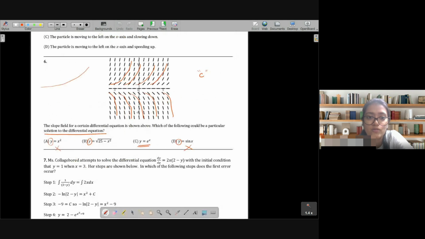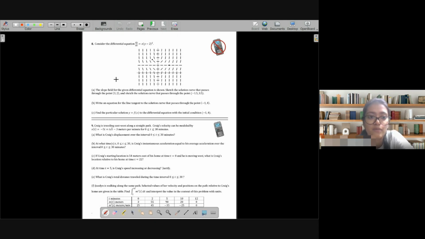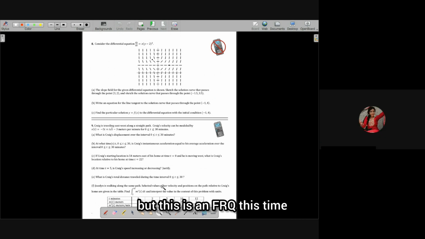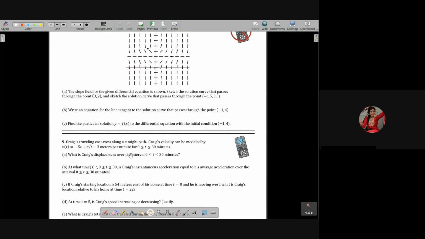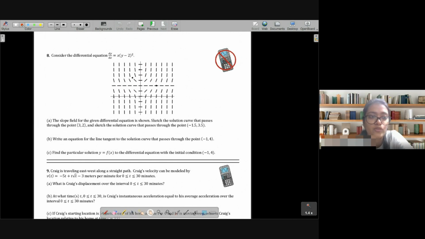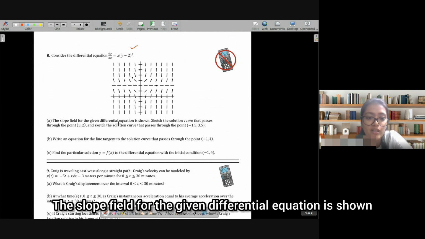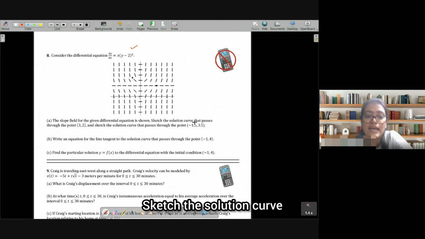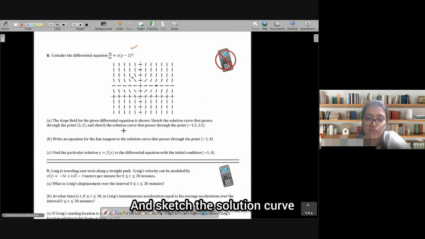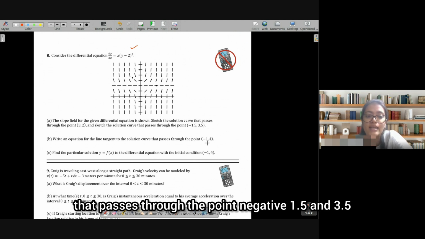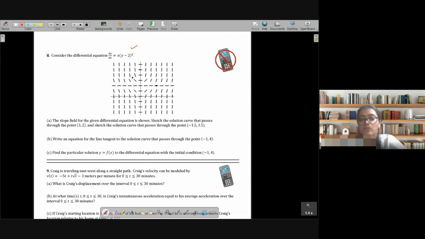Okay, so we have one more question which is based on this concept, but this is an FRQ this time. So consider the differential equation this. They have already given the differential equation. The slope field for the given differential equation is shown. Sketch the solution curve that passes through the point 3, 2, and sketch the solution curve that passes through the point negative 1.5 and 3.5.